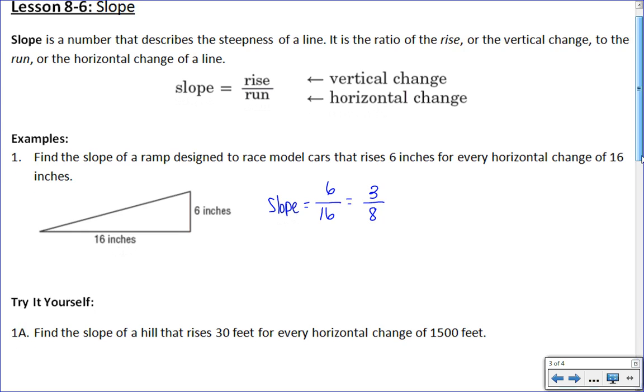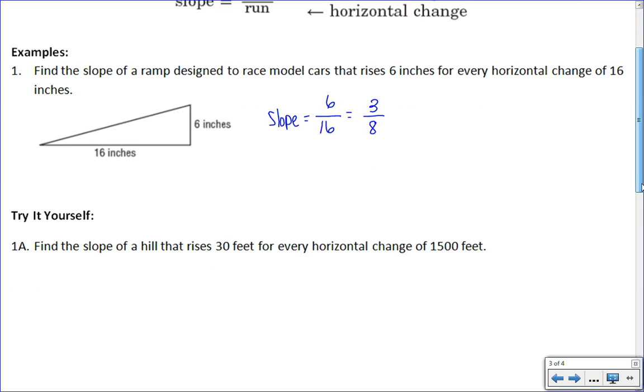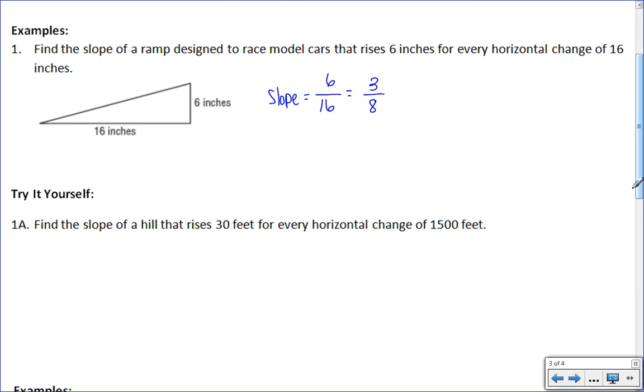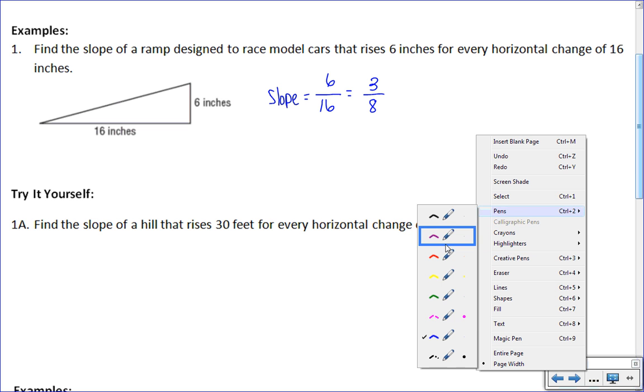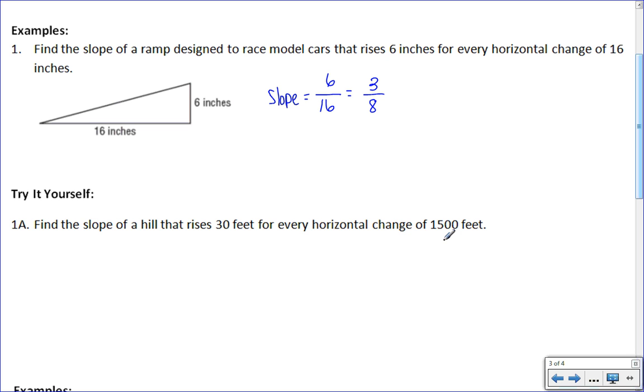Okay, so do the same thing for the first try it yourself problem. Find the slope of a hill that rises 30 feet for every horizontal change of 1,500 feet. Pause the video, work through that problem, and when you're ready to check your answer, hit play. Okay, for this one, the slope you should have gotten, reduced to simplest form, should be 1 over 50.